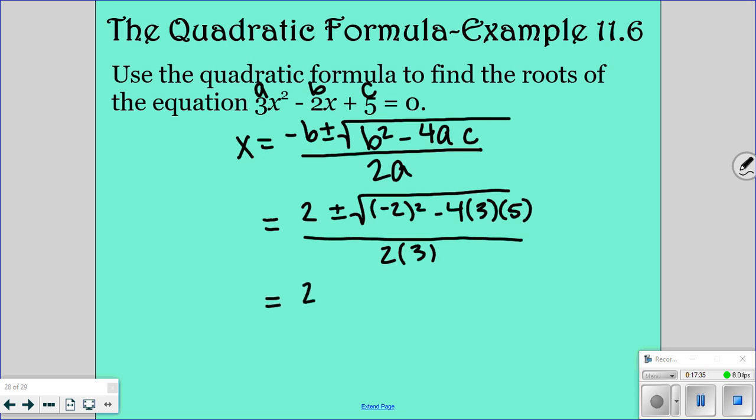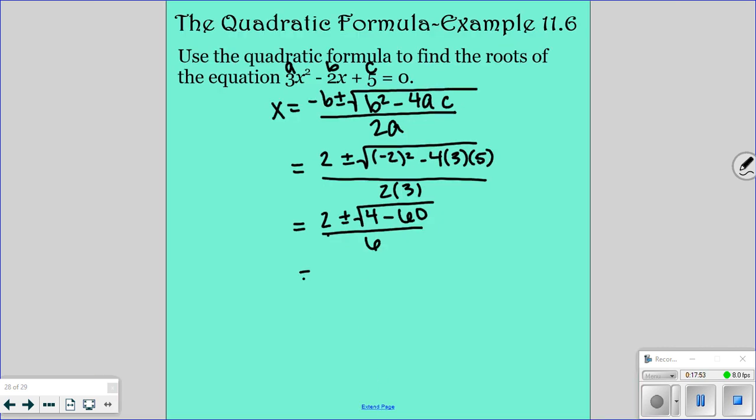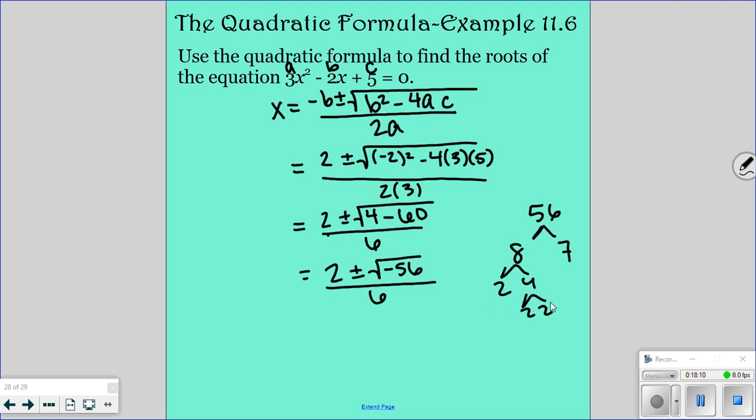So we would have 2 plus or minus the square root. Negative 2 squared is 4, and then 4 times 3 times 5 is 60, all over 6. So 4 minus 60 we can simplify, and that would be negative 56. So 56 does factor as 8 and 7, and then 8 would be 2 and 4, and 2 and 2. So the square root of 56, we have a pair of 2's we can pull out. So that would be 2 and then square root of 14 left over.